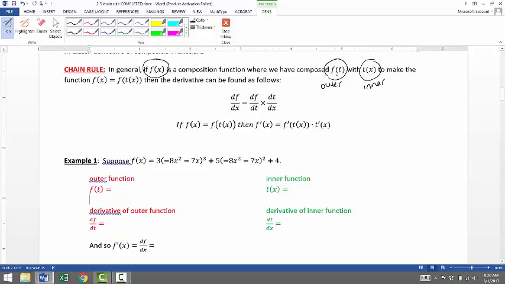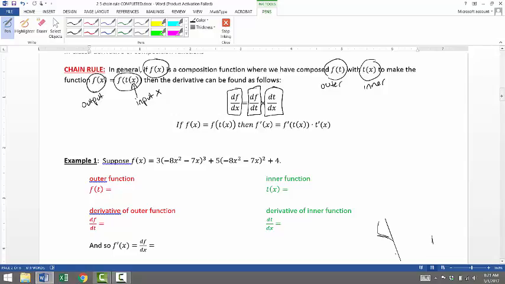When you compose the two together, you change the variable t to the function t. You now have f of t of x. And that composition function would input variable x and output f of x. So if we have a function that can be broken down into an inner and outer function like this, a composition function, then the derivative of f of x, df dx, the derivative of f with respect to x, is the derivative of the outer function, df dt, times the derivative of the inner function, dt dx.